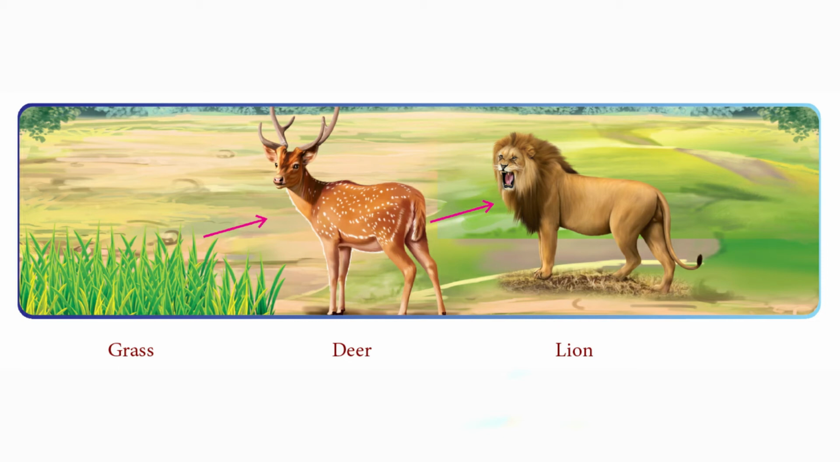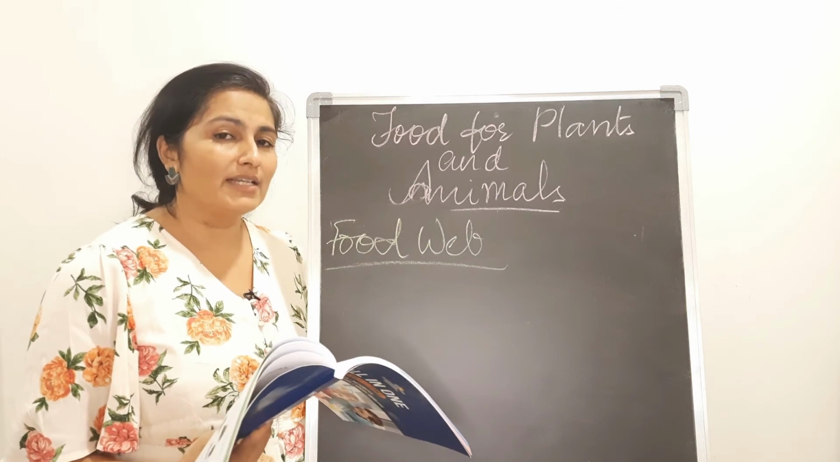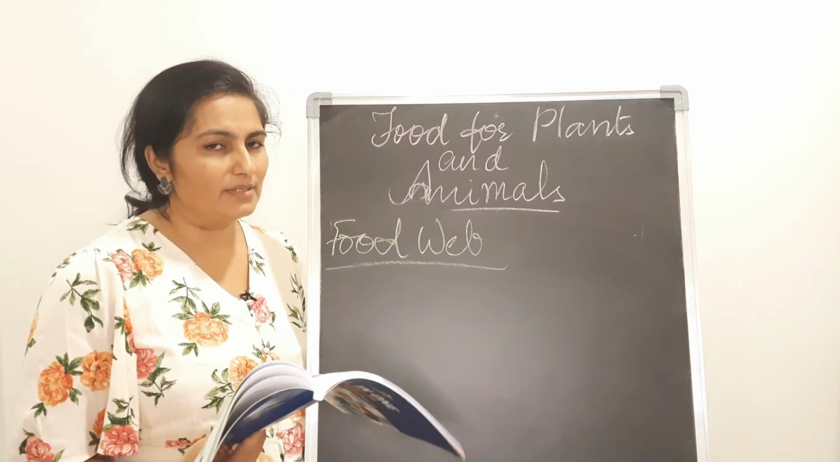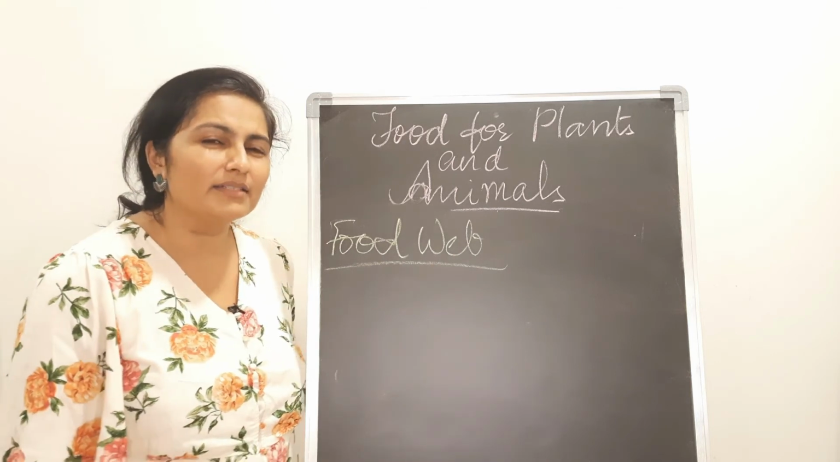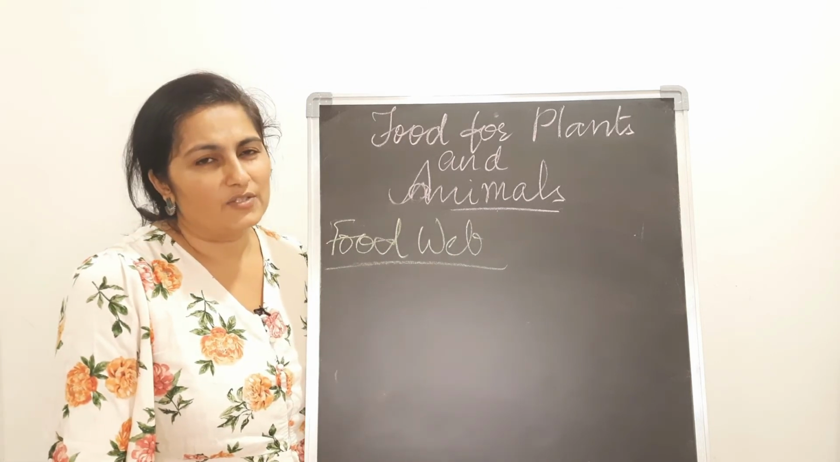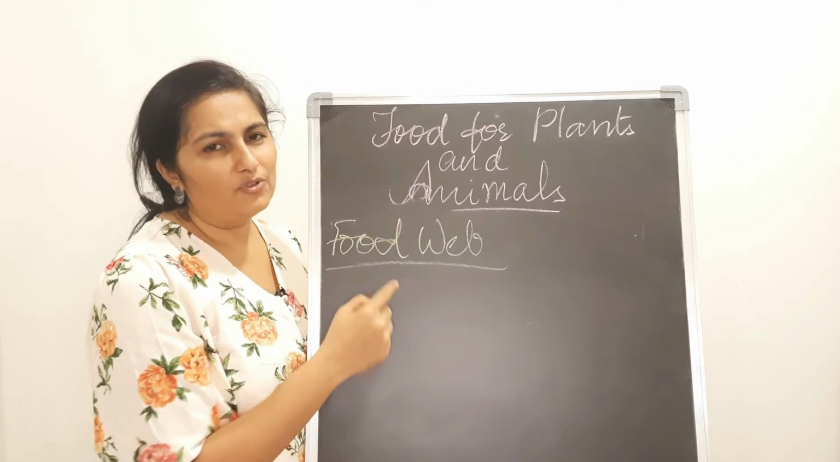Why is grass or green always the first one? Yes, because they are producers. Then comes the others, the consumers. All right. So these are the 3 kinds of food chains, just for you to understand. So let's dive into food web.